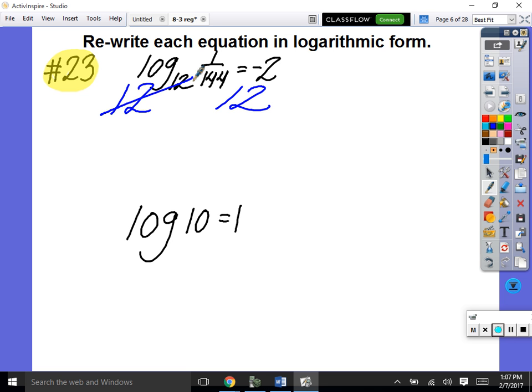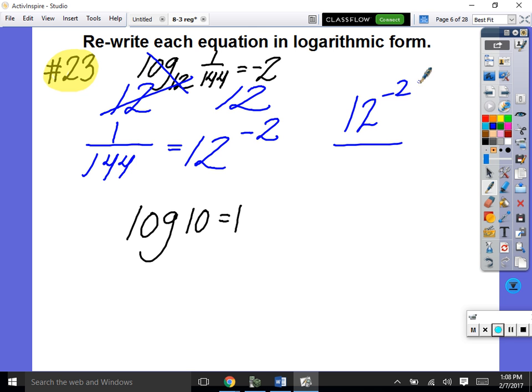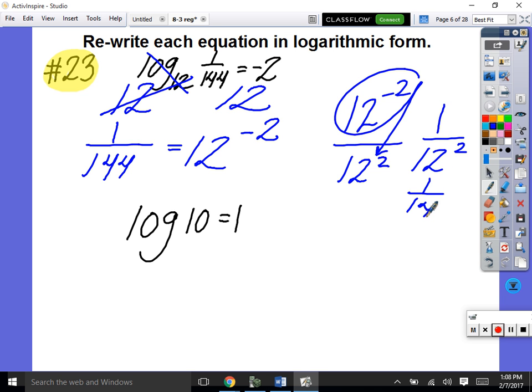Now base 12 and log to the base 12 cancel out. That's what inverses do. So we have 1 over 144 equals 12 to the negative 2 power. So we've just rewritten it as an exponential instead. Now look, you should be able to check to make sure you did it right because it should be a true statement. Is 12 to the negative 2 1 over 144? Yes, think about it, guys. If we take 12 to the negative 2, we've got to flip it over a fraction, so that's 12 squared, leaving me with a 1 on top, so that's 1 over 144. So our statement is true.